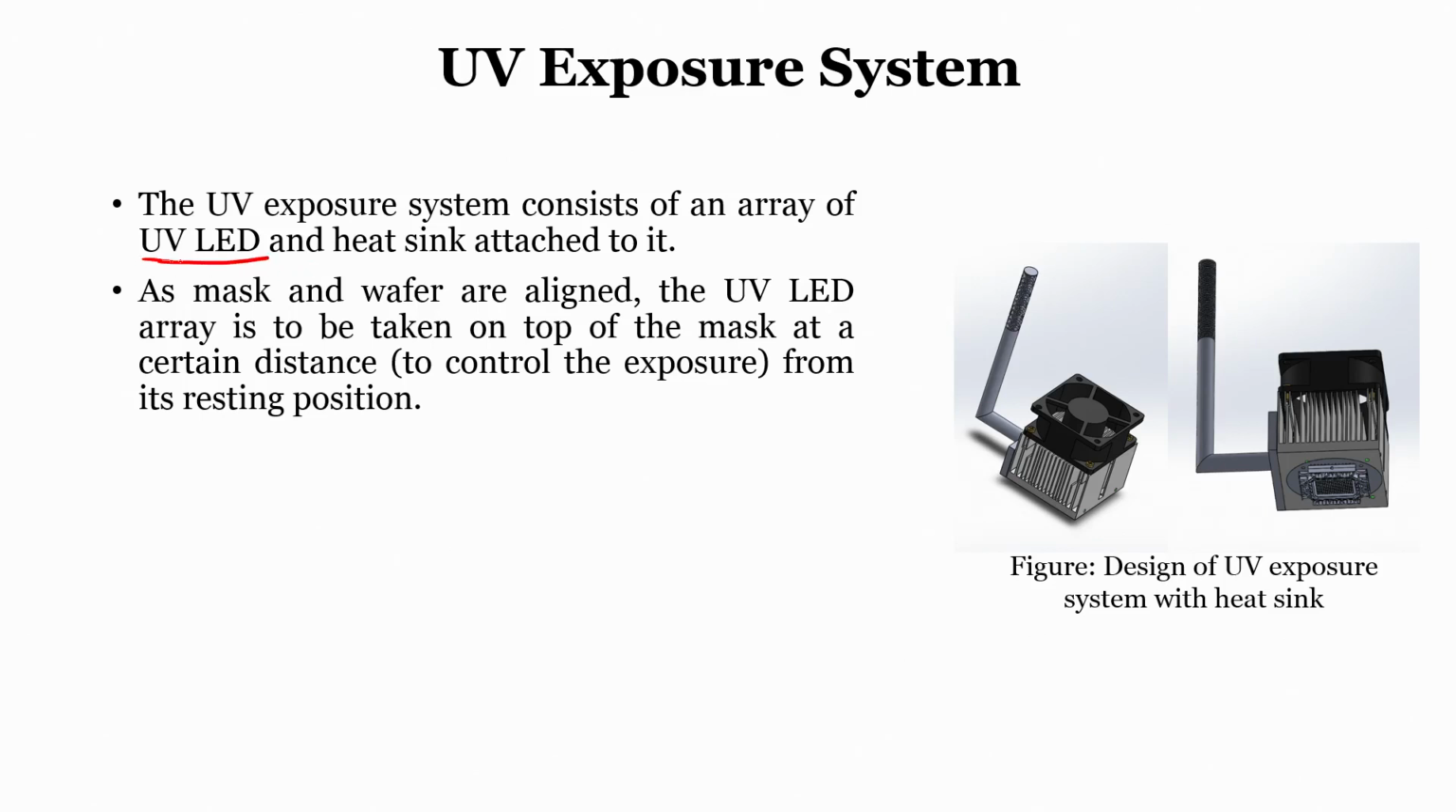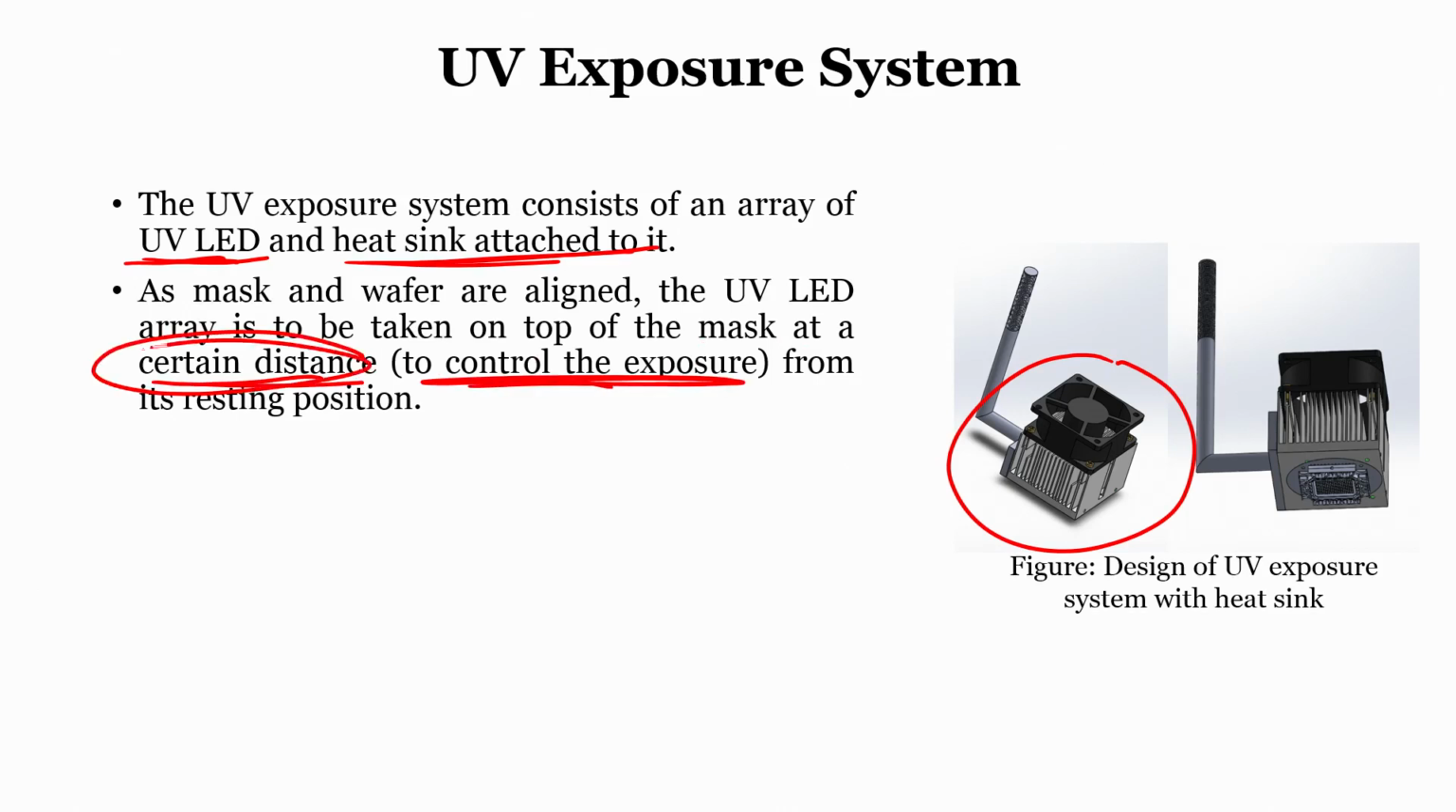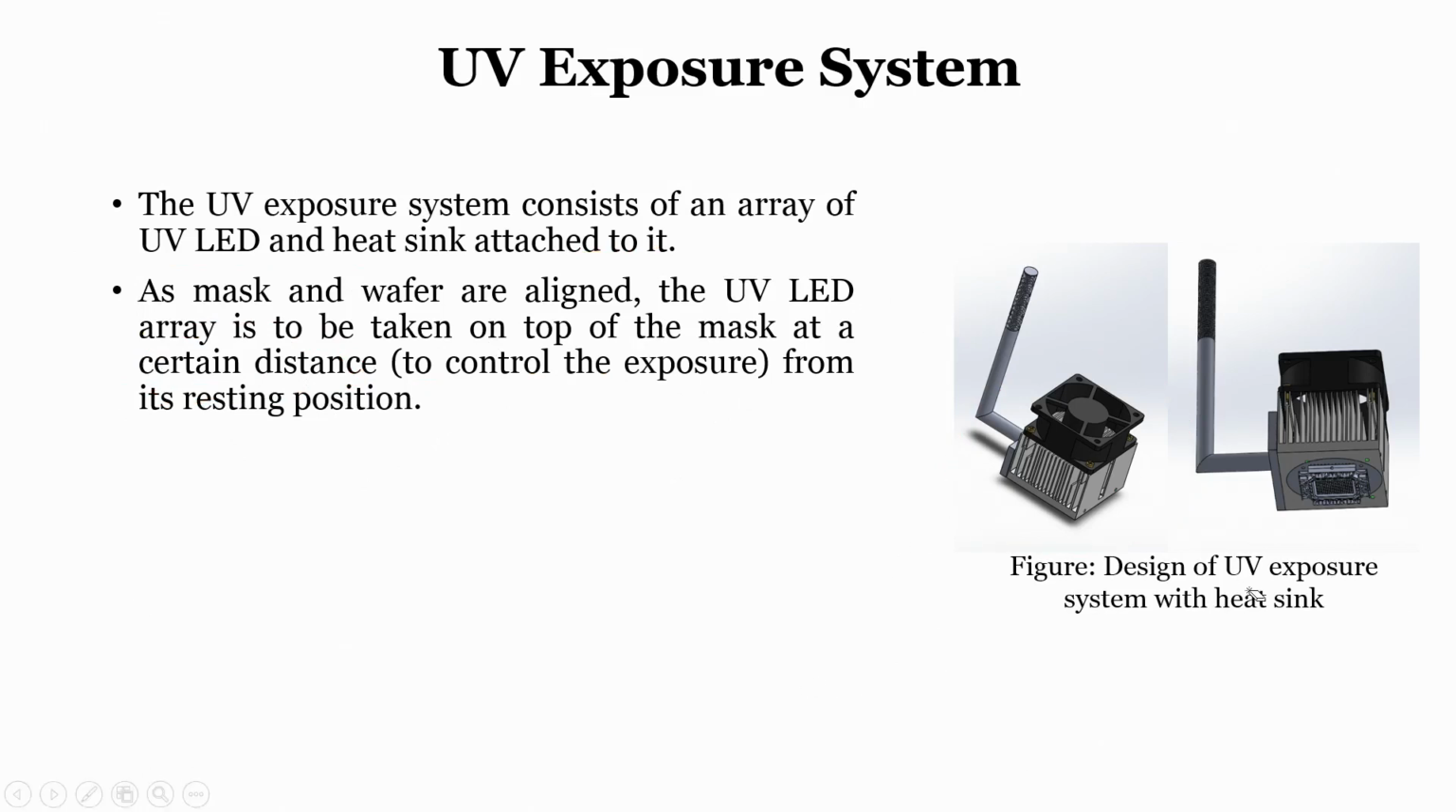Now, the alternative approach that we are trying to implement is to use a UV exposure system. If you see here in the UV exposure system, we are trying to use a UV LED with a heat sink attached to it. As the mask and wafer are aligned, the UV LED array is to be taken on the top of the mask. This will come on the top of the mask. We will see the video in the next slide to see how the system is operating. As the mask and wafer are aligned, the UV LED array is to be taken on top of the mask at a certain distance to control the exposure. We had to optimize this distance, okay, from its resting position.